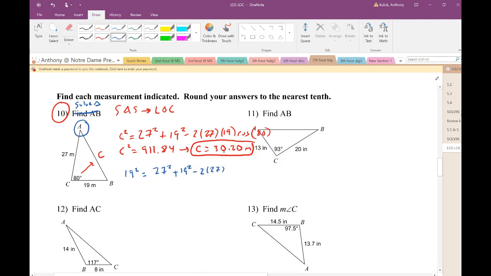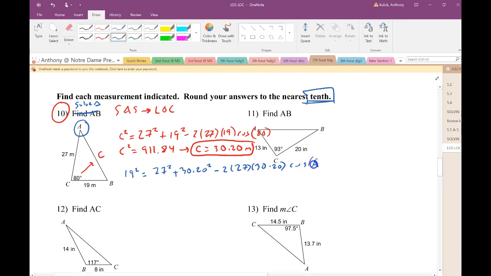Why did I write 19 here? That's not what goes there. What goes there? The 30.20. Well, it asks you to round to the tenth, so your answer would be a little bit off. I guess I did too much rounding, or not enough rounding. Everybody okay here?